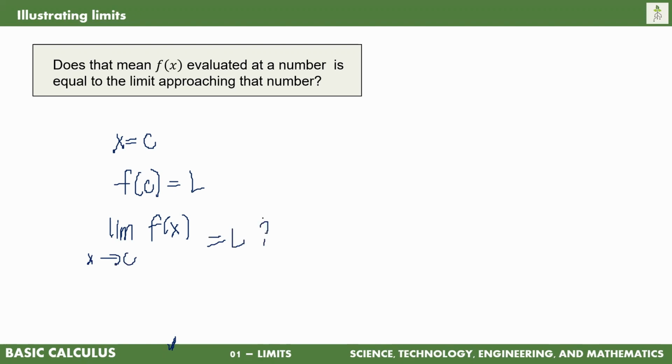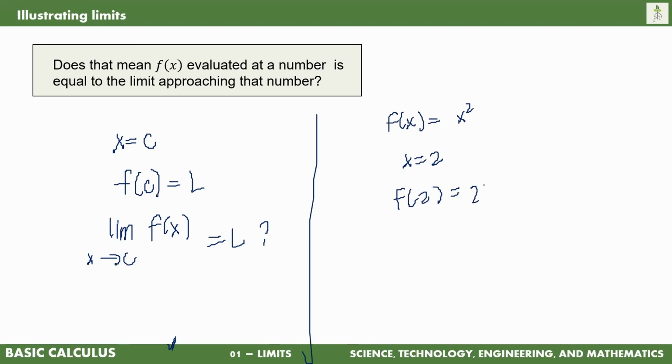Lagi bang true yan? So, kanina dun sa example natin, we have f of x is equal to x squared, and then x is equal to 2. Ngayon, alam natin na yung f of 2 is equal to 2 squared, which is equal to 4. Ngayon, ibig sabihin ba niya na yung limit ng f of x as x approaches 2 is equal to 4?